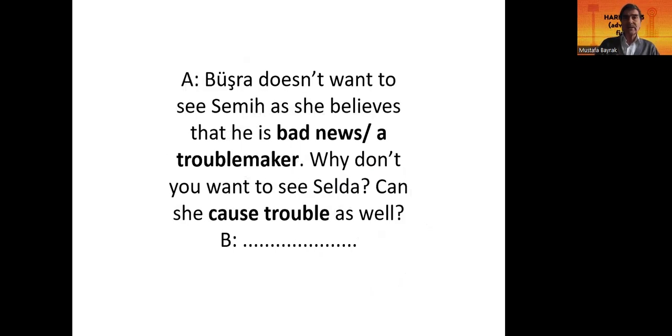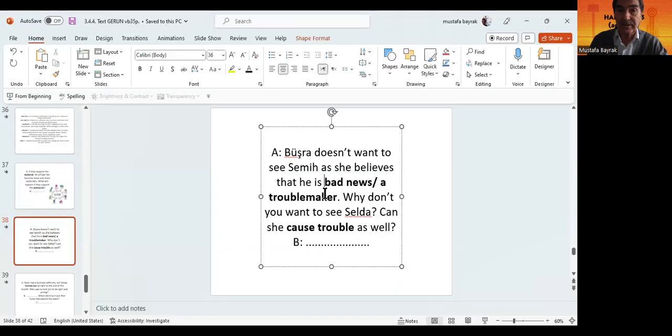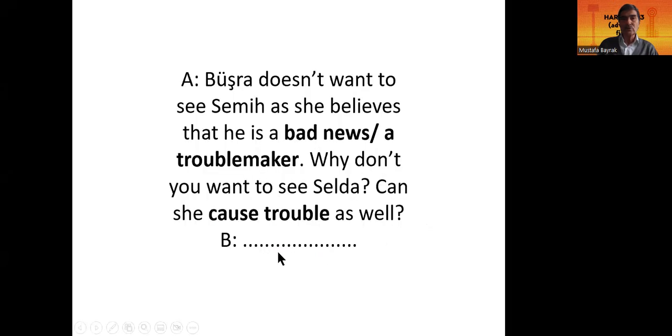Büşra doesn't want to see Semih as she believes that he is bad news, a troublemaker. Yeah, bad news, as I said, is a psychological character type. Yes, a bad news, a troublemaker. Why don't you want to see Selda? Can she cause trouble as well? Yes, Selda can also cause troubles. That's why I don't want to see her again.